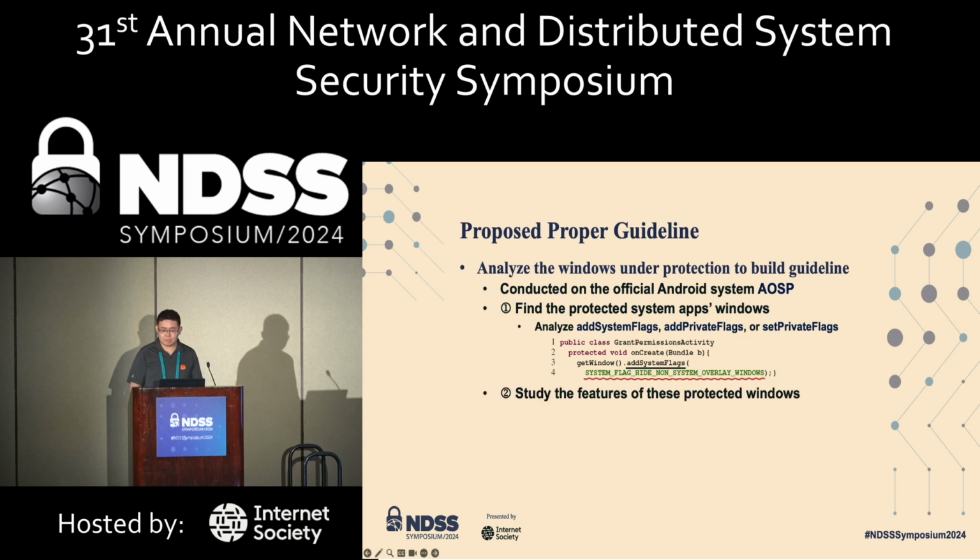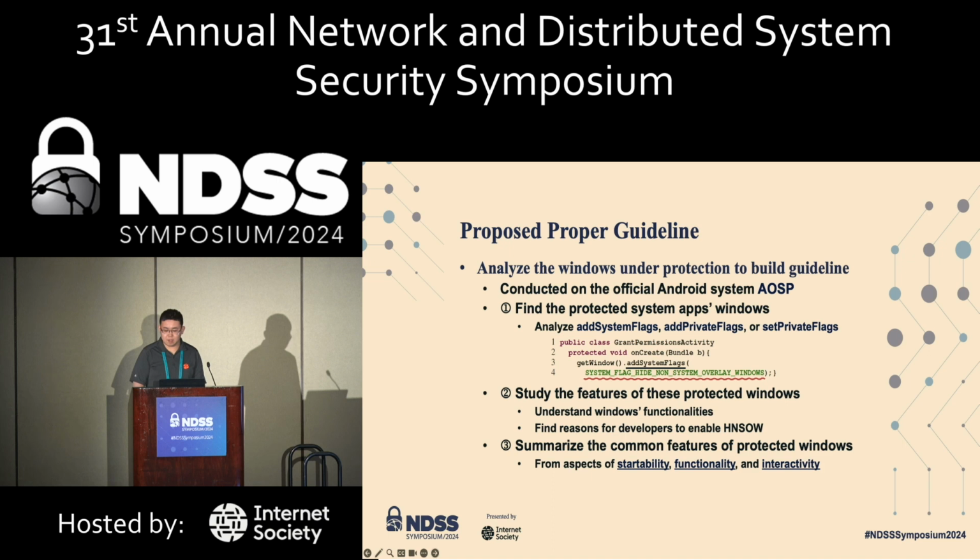In the second step, we study the features of these windows. Specifically, we manually inspect the source code of the identified windows under protection to understand their functionalities. We also review the code modification history to find the potential reasons for system developers to enable this flag. Third, we summarize the common features of protected windows in 3 aspects, including the startability, functionality, and the interactivity. Then common features are treated as the guidance for determining whether a system app's window needs to be protected against the overlay attack. In the following, we will introduce the observations and the findings through this in-depth analysis.